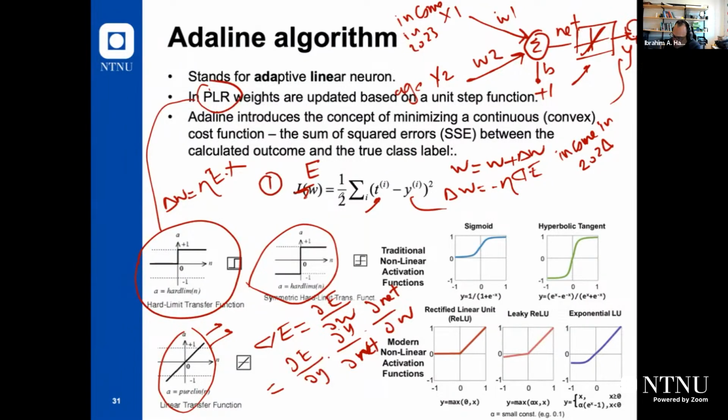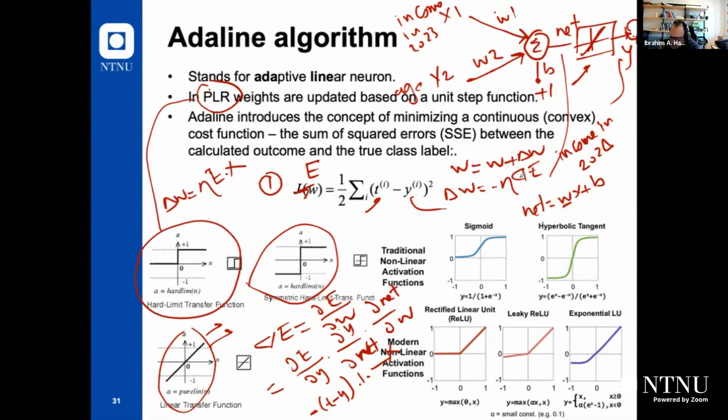It will be 2 multiplied by half, so it will be t minus y, multiplied by negative, in fact. So it will be like this. Multiplied by partial y by partial net. Y equals net, so it will be 1. What is partial net by partial omega? What is the net value? Net equals omega x plus b. So partial net by partial omega equals x. Now it's fantastic, it's very good. So now we got the gradient of E. It would be negative (t minus y) multiplied by x.